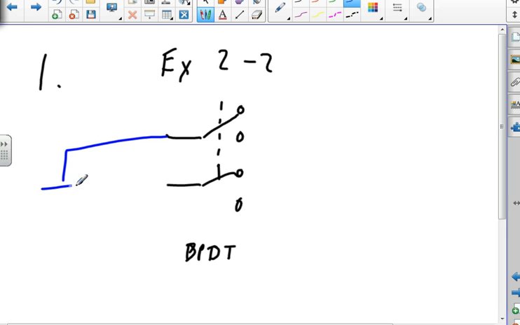All right, I'll put my battery there. 28 volts DC. And this one I'll run to the red.